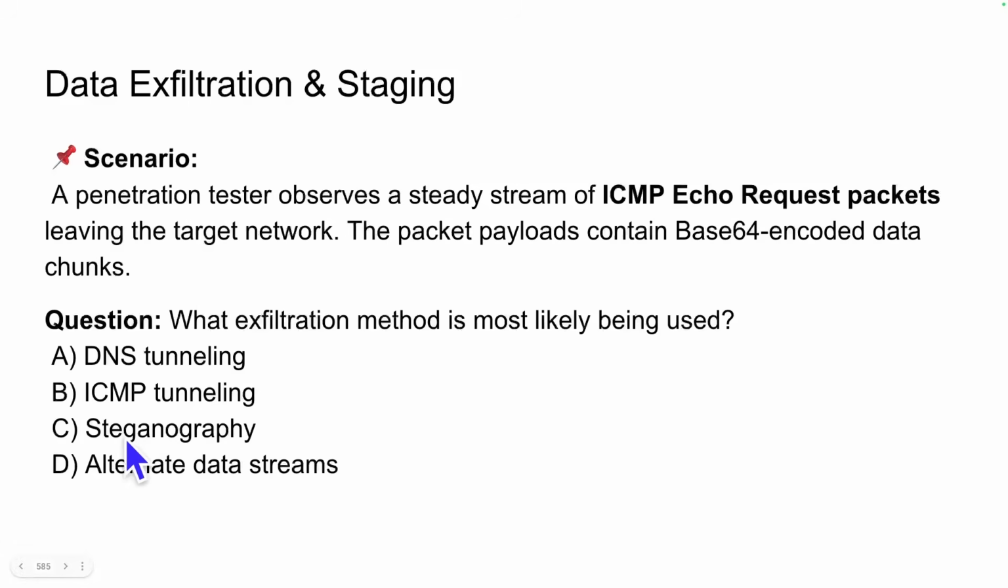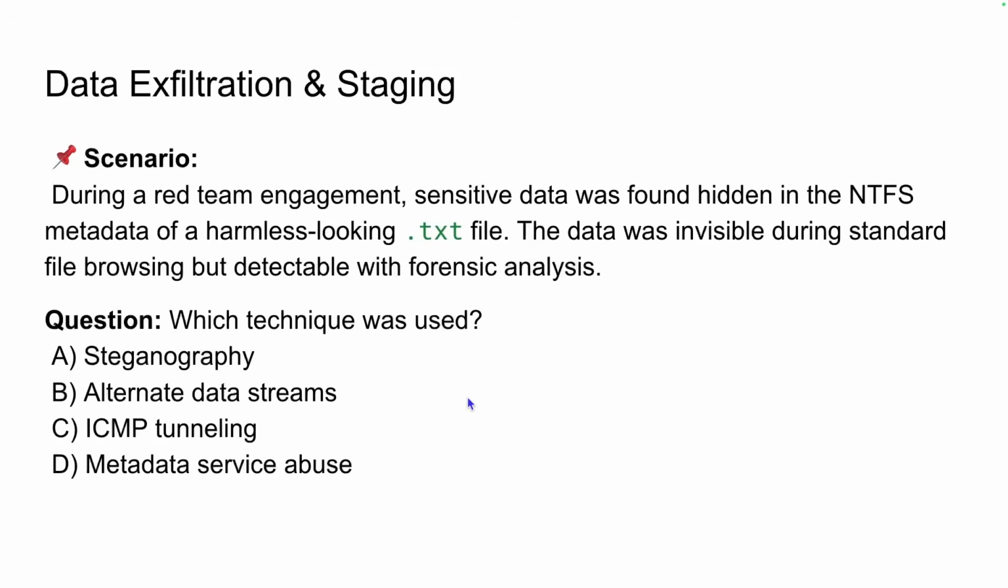Steganography is when you modify images to store stealthy data. Alternate data streams is when you modify files in the file system to store data. And then DNS tunneling is on the Domain Name Service, so this would not be something that's done on ICMP. So that would be B, ICMP.